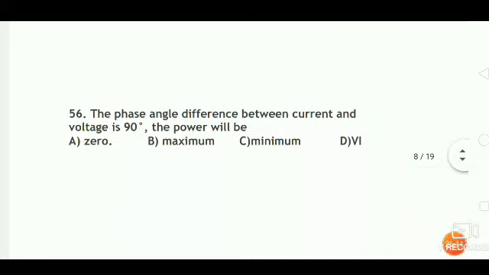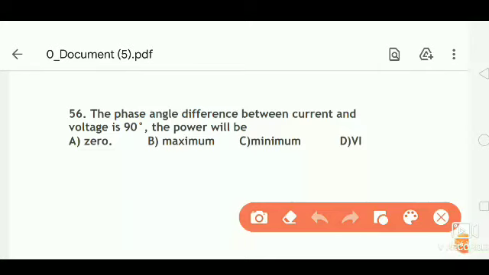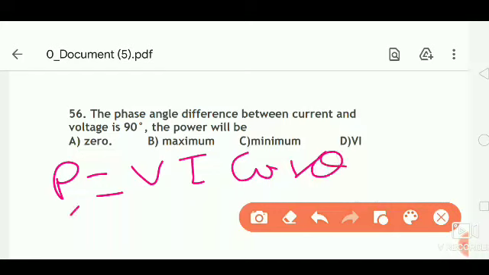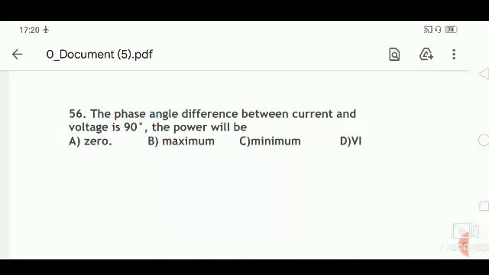So next question is, the phase angle difference between the current and voltage is 90 degree, the power will be. We know the power equals VI cos theta. Here theta is 90 degree. So cos 90 degree is always 0. So here the power equals 0. So here option A is the right answer.